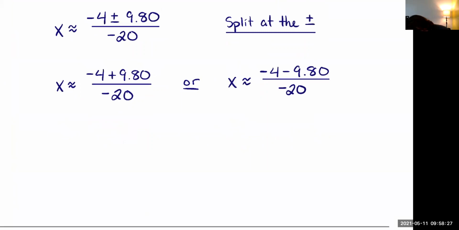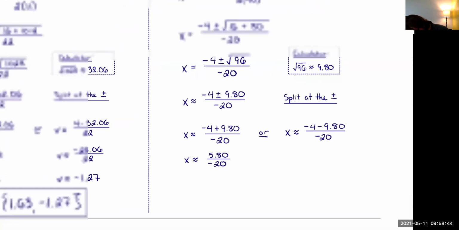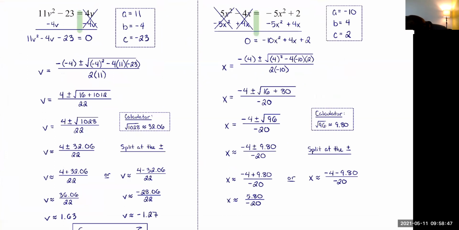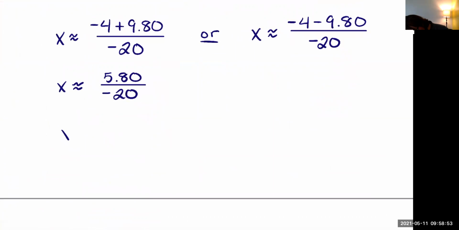So starting here on the left, oh, I'm getting close on space. Negative 4 plus 9.80, I believe is 5.80. And if you divide that by negative 20, sorry, I want to make sure. Yeah. Divide that by negative 20. I know it's negative. I got -3.448.